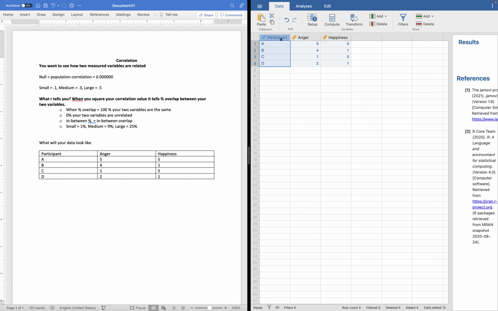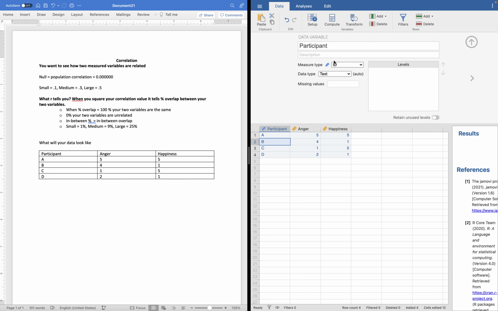Now, if you're looking at the variables themselves, this participant variable is an ID type. Your anger variable is continuous, and your happiness variable is continuous. You should be able to change these to ordinal and get the same results, but I'm not going to do that today. I know this works. This is what we're going to do.